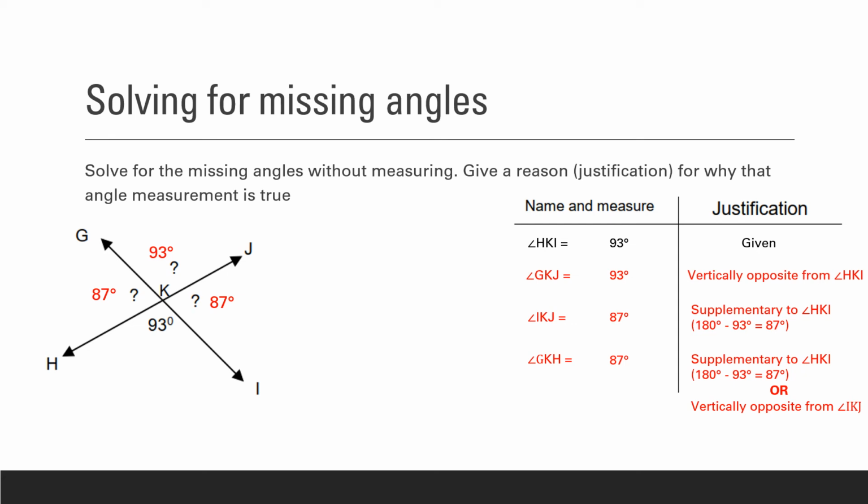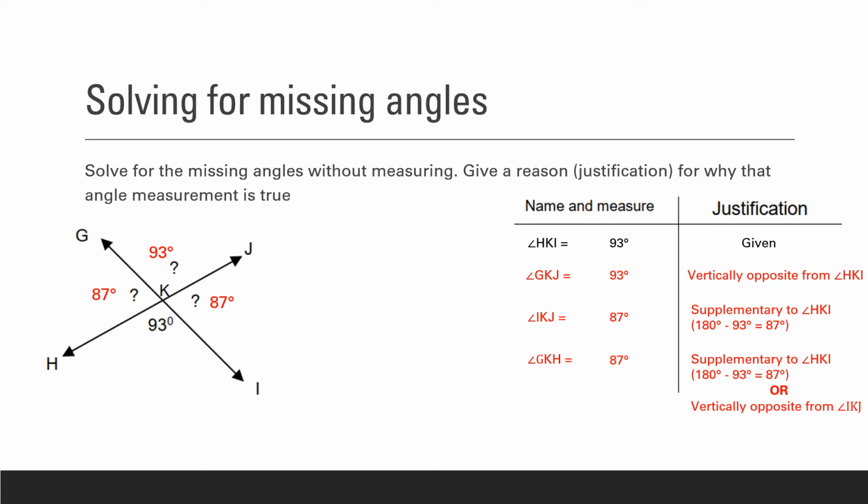Because if we know HKI is 93, and we know that G all the way to I is a straight line, and we know that that measures 180 degrees, we can subtract 93 from 180 and get 87 that way too. So it really doesn't matter how you justify it as long as it makes sense. And there could be even a third way to put this down as well.